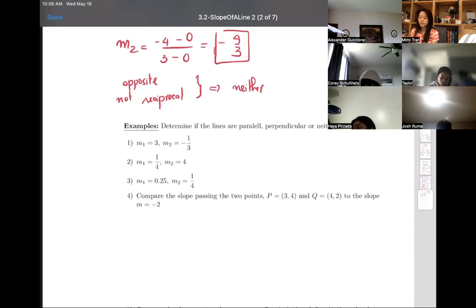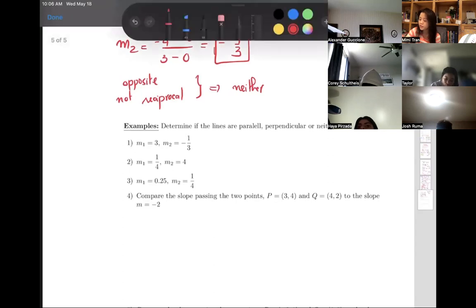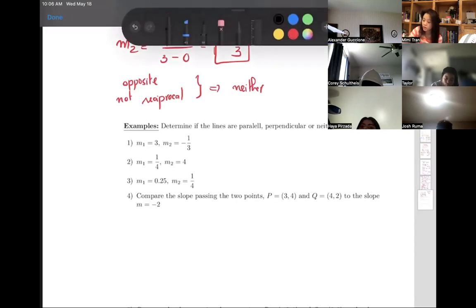Perpendicular. Good, perpendicular, because M1 is 3/1. If it's 3, I'm going to rewrite it as 3/1, right? And they're definitely opposite, right? One positive, one negative. And then if you flip, 1/3, so this is perpendicular. By the way, when I do perpendicular, I use that little sign. I'm just lazy, I don't want to write it down. What about 2? Neither. Good, right? Neither. I had 1/4 and then 4/1, but they're not opposite. So neither.